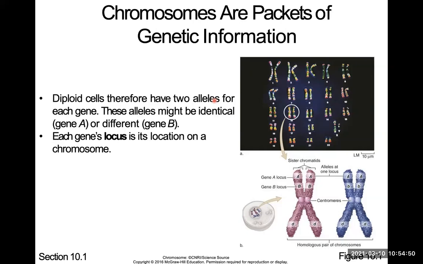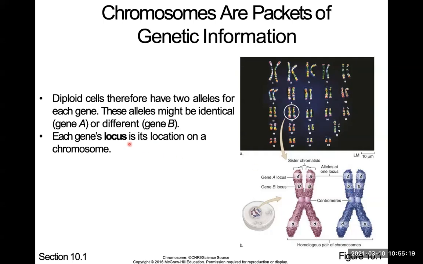Okay. So another thing is diploid. That's having two copies of the chromosome. So diploid cells have two alleles for each gene. These alleles might be identical, gene A, or different, gene B. So they can be the same. For this one, it's the same, big A, big A. Here it's different, big B, little b. So it can be the same or different.